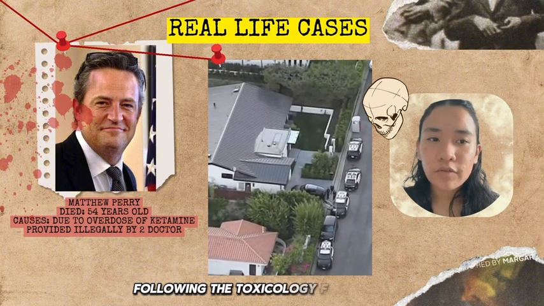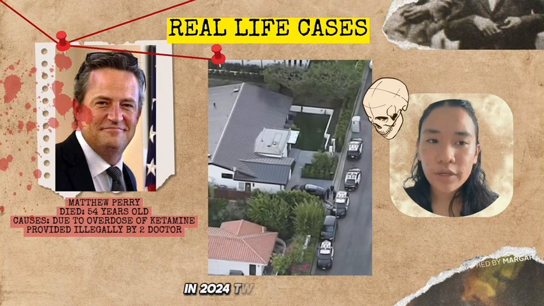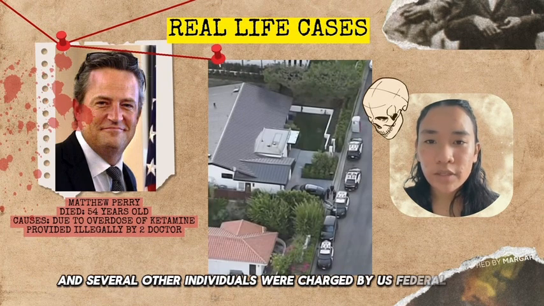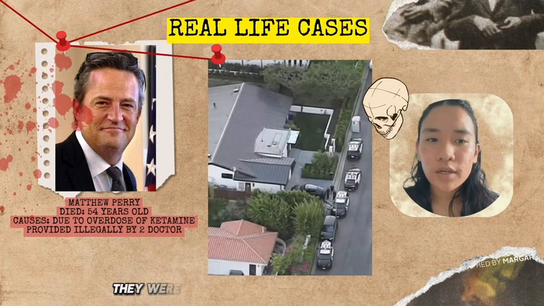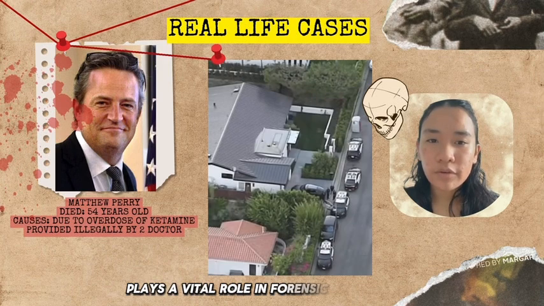Following the toxicology findings, investigators launched a criminal investigation. In 2024, two doctors and several other individuals were charged by U.S. federal prosecutors. They were accused of illegally supplying Perry with a large amount of ketamine outside accepted medical practice, despite knowing the potential risks. This case demonstrates how chromatography plays a vital role in forensic science.